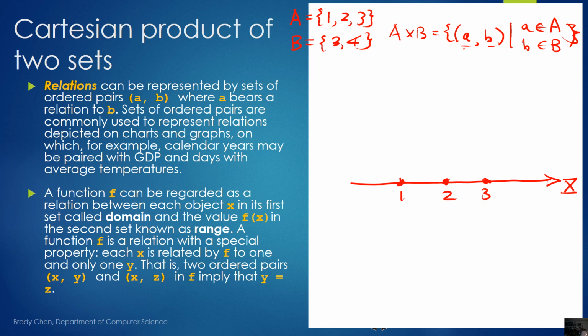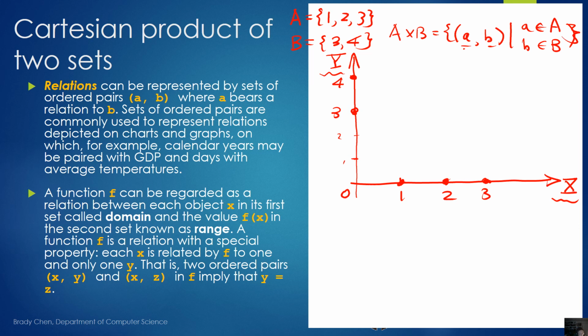And B is in another one-dimensional space. I use a vertical line to represent another one-dimensional space, Y. So many times we call this the X-axis and the Y-axis, and this is the origin. So B is actually in Y, so B contains 3 and 4. So then we have a 1 and a 2, but 1, 2 is not actually in B.